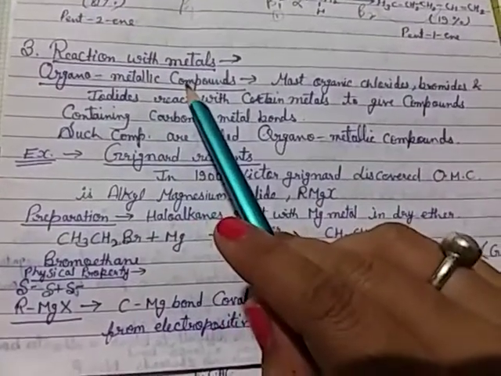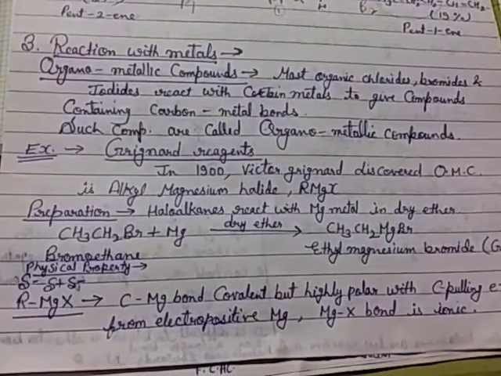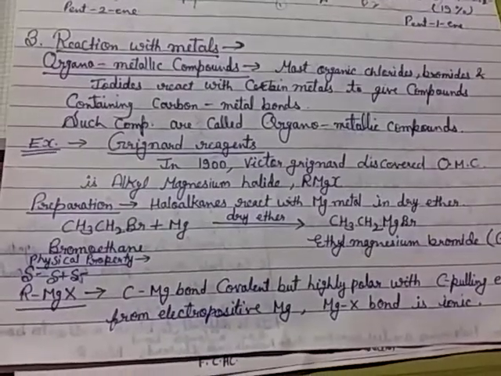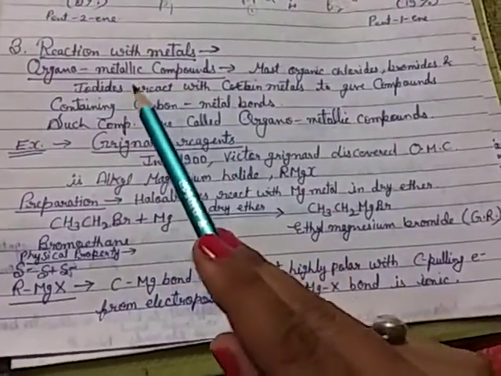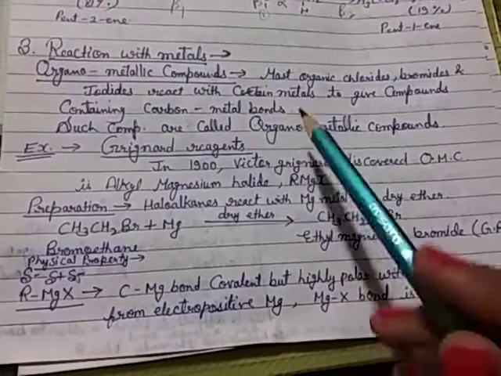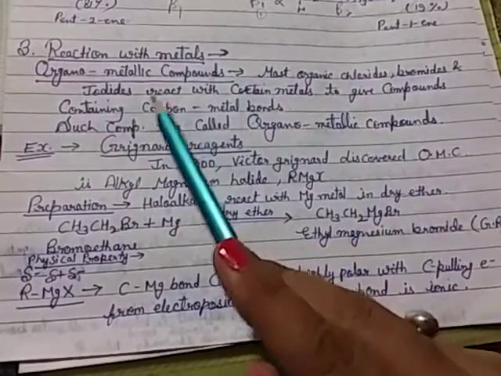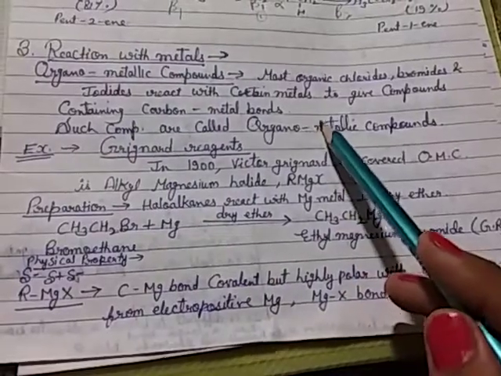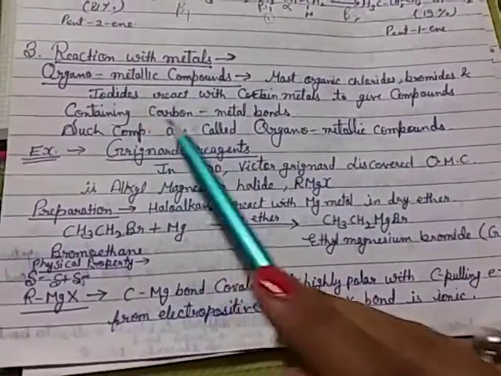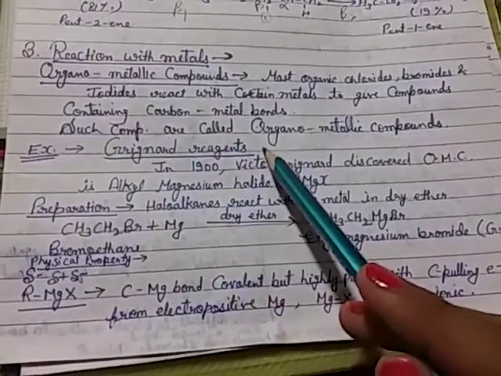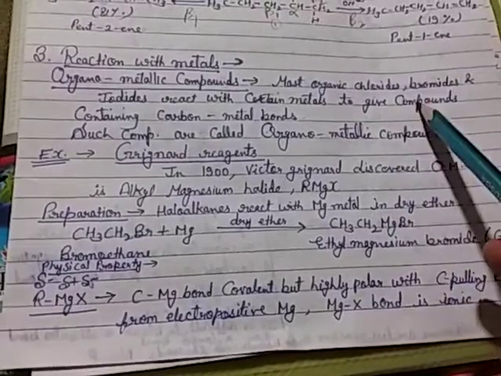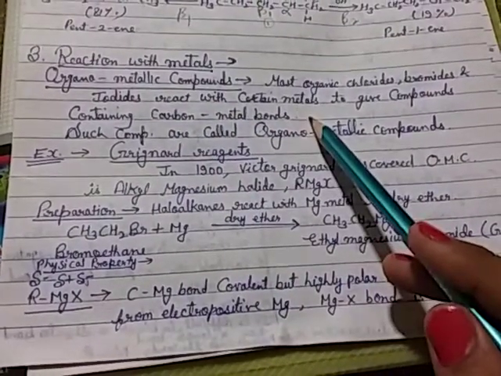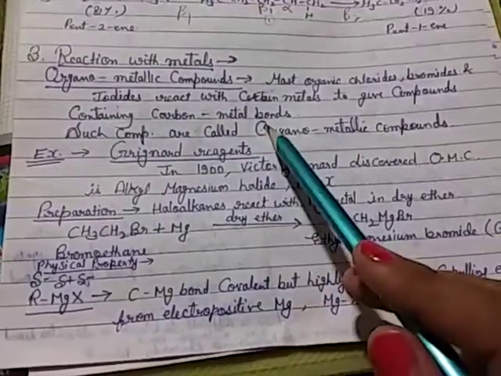Third is reaction with metals. First is nucleophilic substitution reaction, second is elimination reaction, and third is reaction with metals, the organometallic compounds. Most organic chlorides, bromides and iodides react with certain metals to give compounds containing carbon-metal bonds. Such compounds are called organometallic compounds.